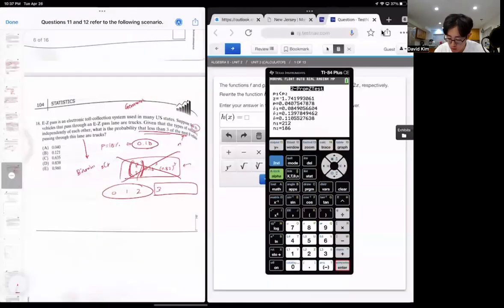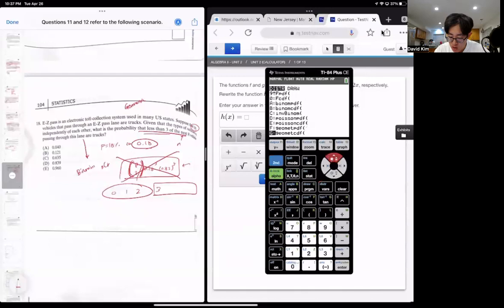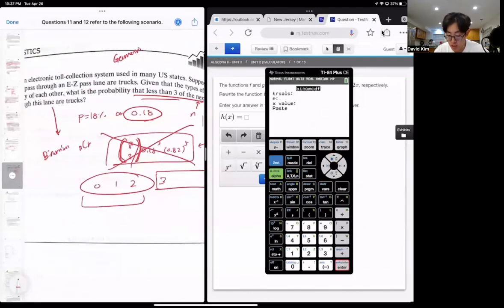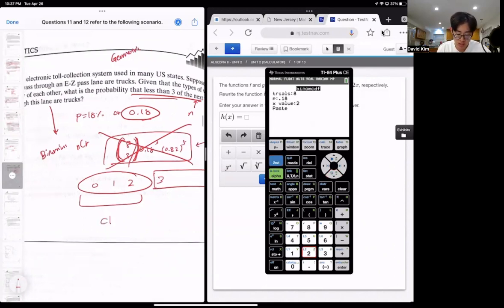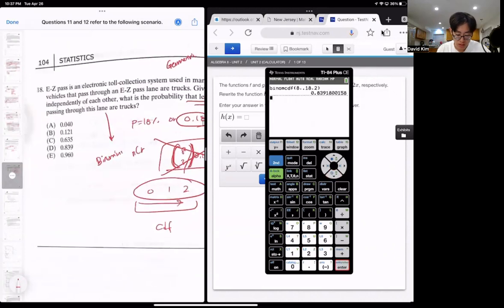And we're simply going to go to second VARS. And hopefully you guys remember the binomial CDF because we're combining 0, 1, 2 together. Trials, we have 8. It's 0.18, the success. We want to go up until 2. CDF means it's going to combine everything from 0 onwards. So you stop at 2 and paste. You have a really nice number, D, 0.839.